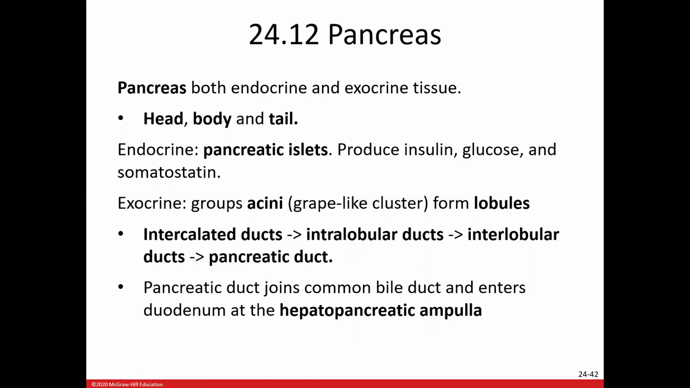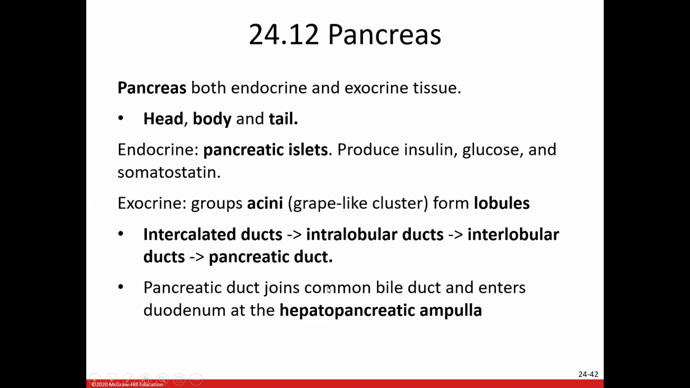And then the endocrine and exocrine portions have special structures. So the endocrine portion that produces your hormones have what's called pancreatic islets. And these produce hormones like your insulin, your glucagon, and your somatostatin. And then your exocrine tissue has these sections called acini, which are the same similar acini you saw with the salivary glands, same exact idea. And together they all form lobules.